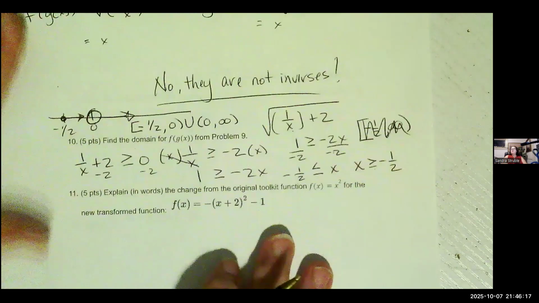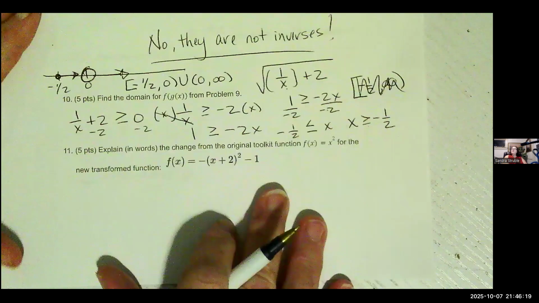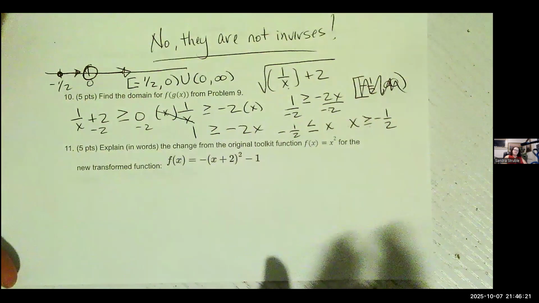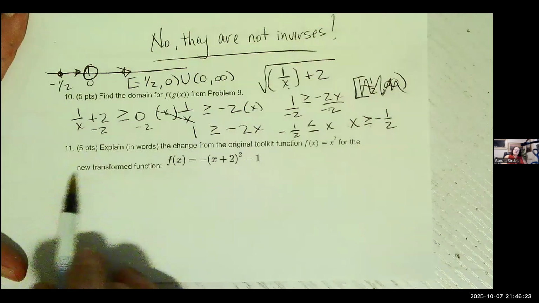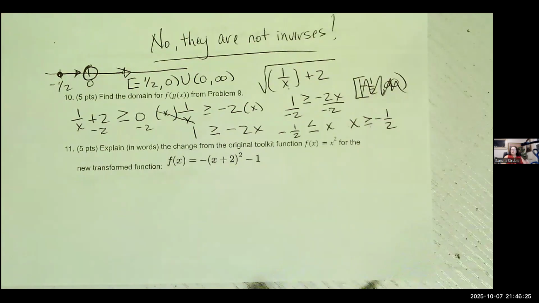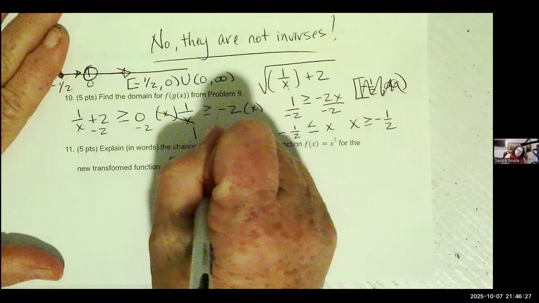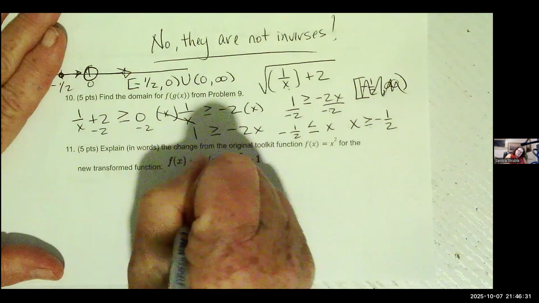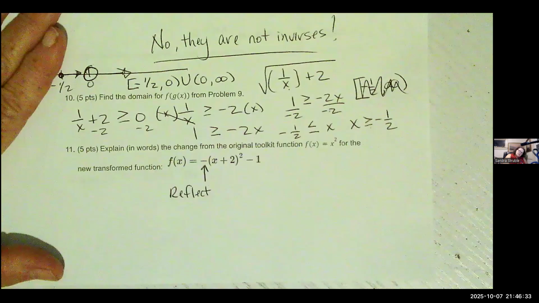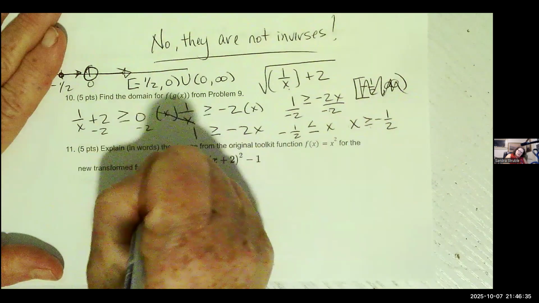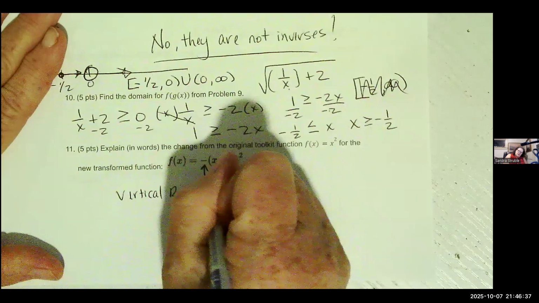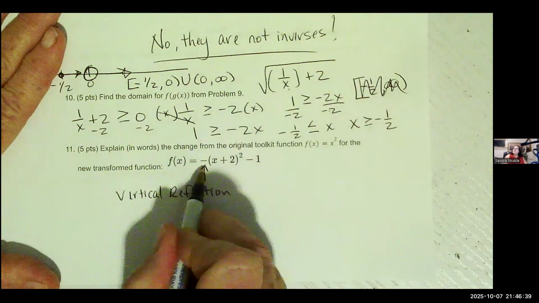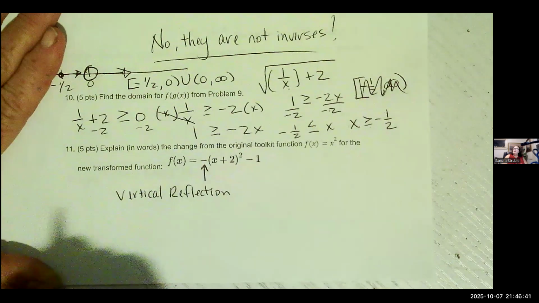It says, explain in words the change from the original toolkit function. Here's your quadratic, your basic toolkit function. And we've only got a couple of things happening here, 3 actually. This is going to get a reflection. So we have a reflection, a vertical reflection. Okay, that's what the negative out front is. If your A is negative, that's what happens.